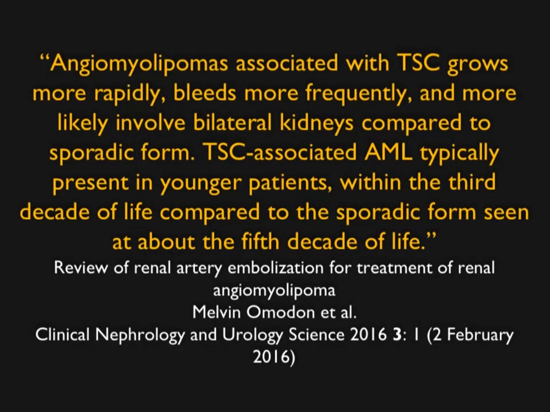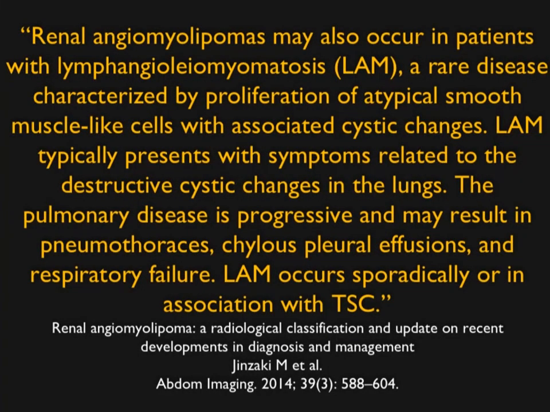This article by Umadun says angiomyolipomas associated with tuberous sclerosis grow more rapidly, bleed more frequently, and are more likely to involve both kidneys compared to the sporadic form. And that indeed becomes very important at a younger age. If you see multiple AMLs, you better think about tuberous sclerosis if the diagnosis was not made. We also talk about lymphangioleiomyomatosis, where you see cystic destructive lesions in the lung. That's typically how we think about that disease process.